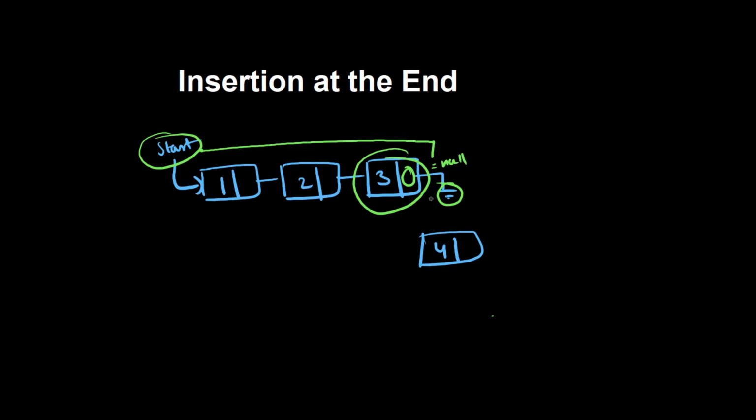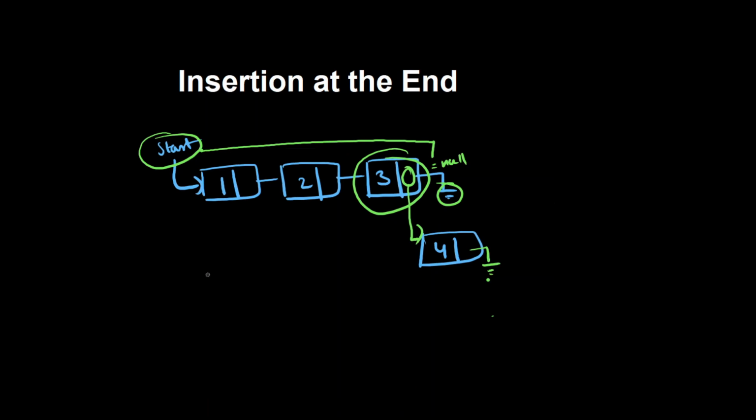My 4 is the individual node that I want to insert, and its next is also pointing to null. So what I will do is simply make the next of my last node, basically the next of my 3, point to 4, the new node.